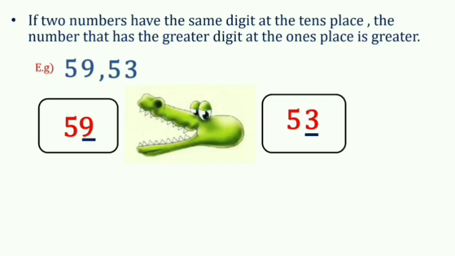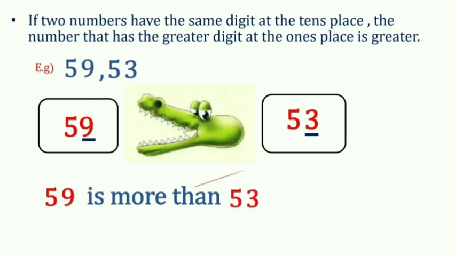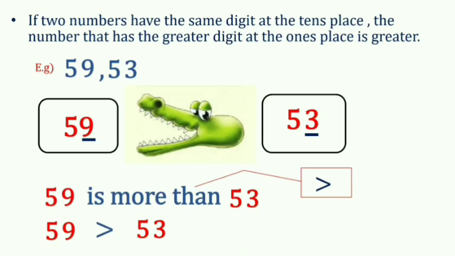And it is read as 59 is more than 53. This symbol is used to show 59 is more than 53. Children, again here you can see the pointed side of this symbol is towards the smaller number, that is 53.